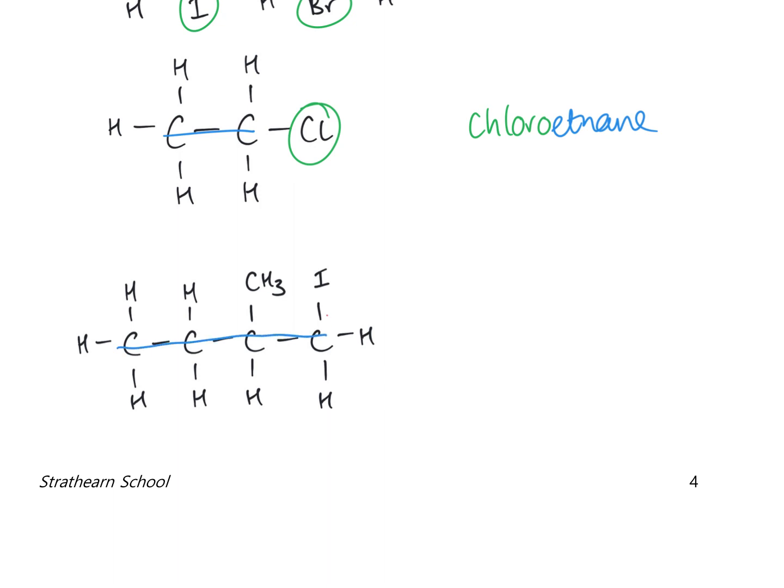Let's number it so that those substituents are on the lowest possible carbon. We have an iodo group and we have a methyl group. Iodo comes alphabetically before methyl, so we would call this 1-iodo-2-methyl, and then there's 4 carbons in the longest chain, so that is butane at the end. Remember, there's no spaces in these names, not even between the methyl and the butane there. They're all one word, so 1-iodo-2-methylbutane.